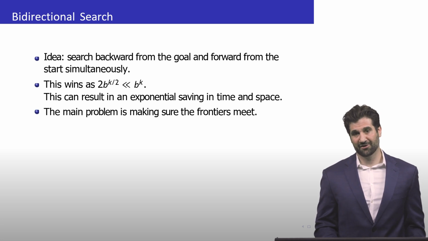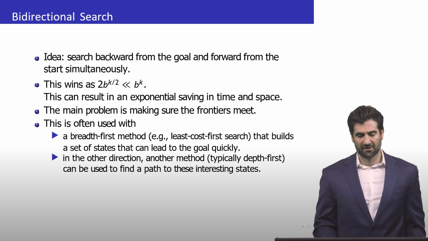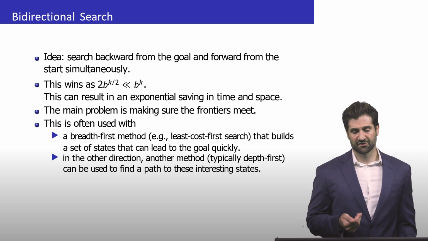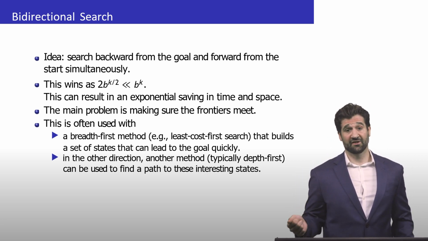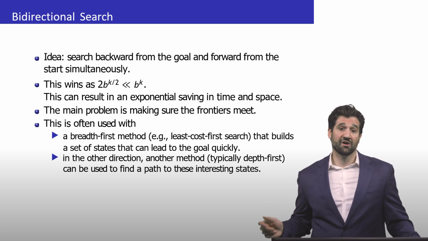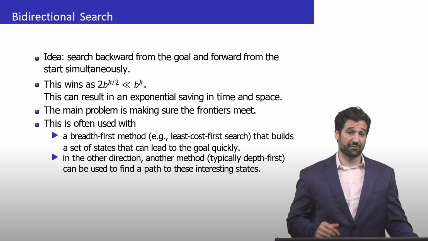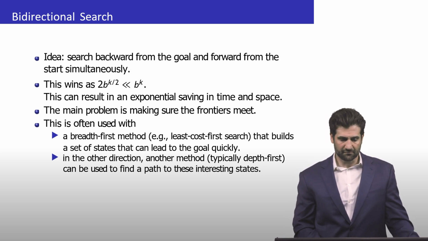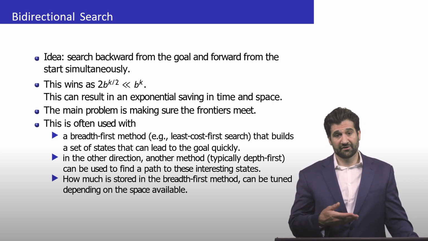However, we have to make sure that the frontiers meet, and that's the tricky part here. If you're using it with breadth first search, one idea is to build up a set of states that can quickly lead to the goal, and going the other direction, going from the goal node, try to reach one of those intermediate states. How much you store can also be tuned based on available space.